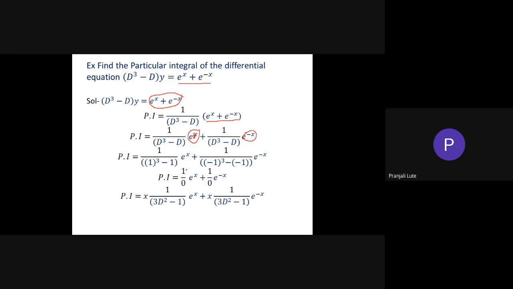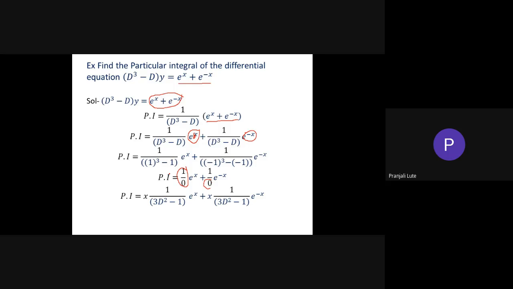After solving the denominator, what is the answer? Here 1 cube minus 1, so here 0. In second term, minus 1 cube is minus 1, so minus minus plus, here again the term will be 0. It means your answer does not exist because after replacing D by a, first denominator will be 0. Second denominator is also 0, means your answer does not exist.